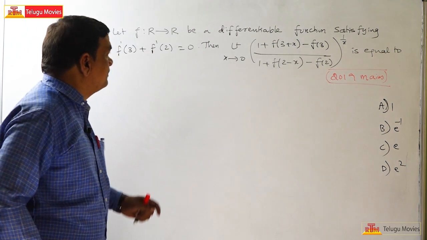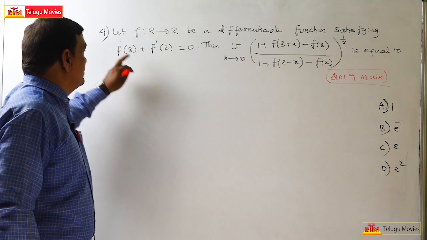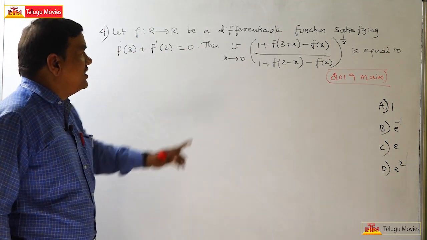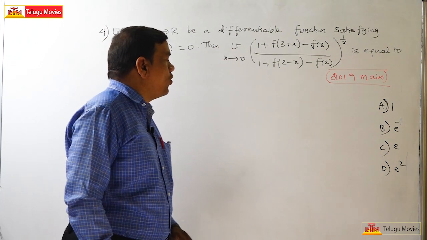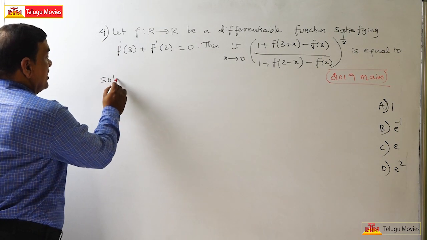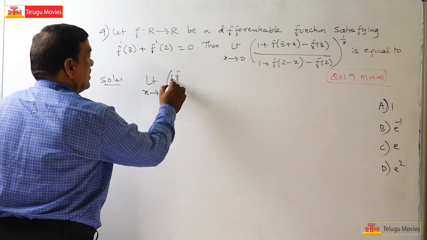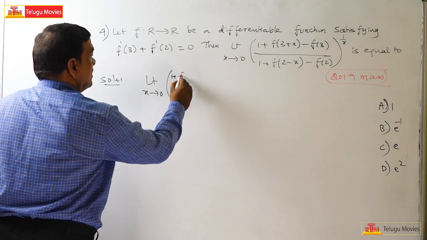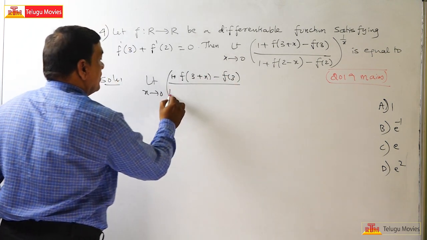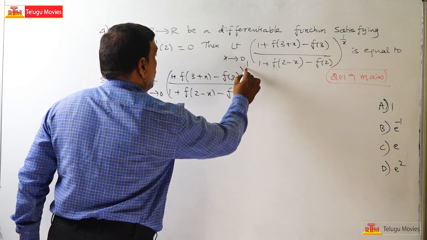Welcome to this problem. f is a function from R to R, a differentiable function satisfying f dash of 3 plus f dash of 2 is equal to 0. Then what is the value of the limit as x tends to 0 of [1 plus f of 3 plus x minus f of 3 divided by 1 plus f of 2 minus x minus f of 2] whole power 1 by x? I am writing it very clearly here.